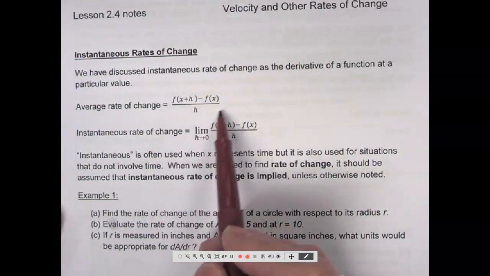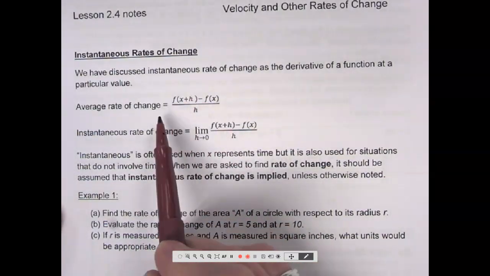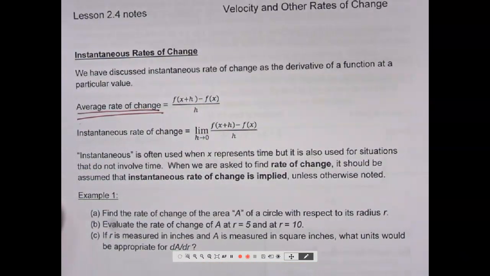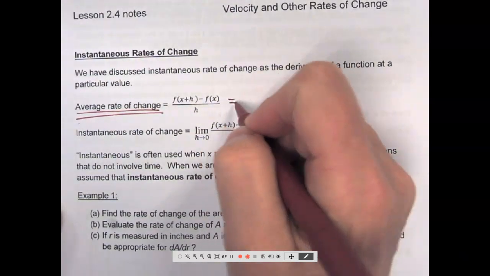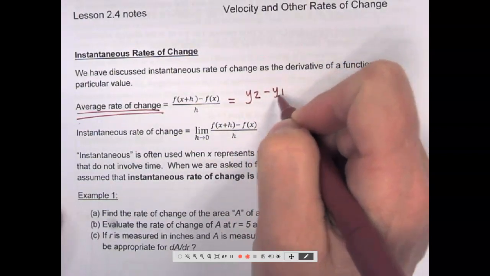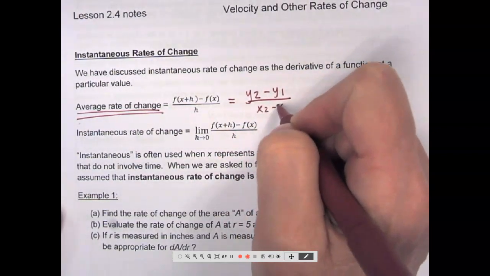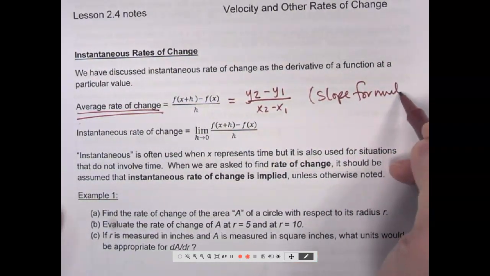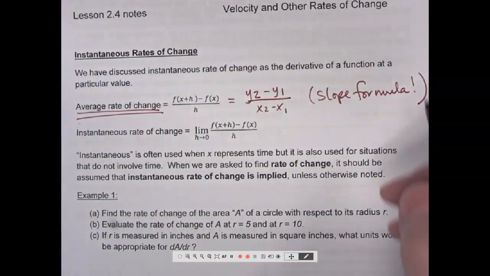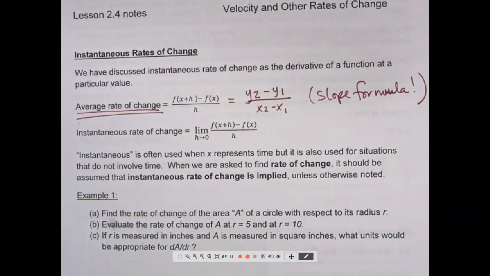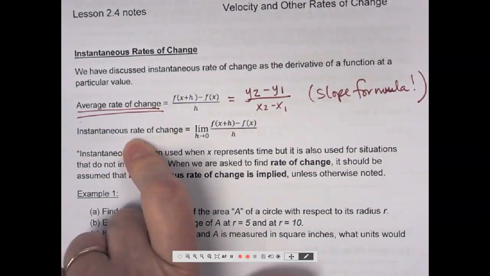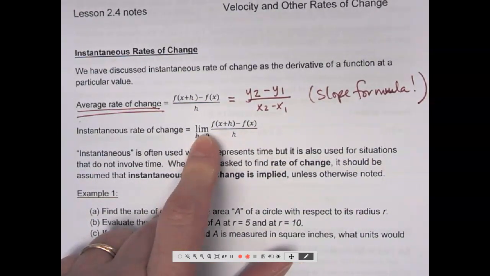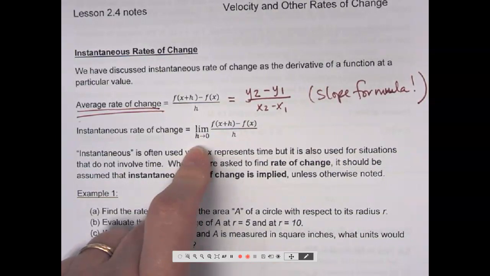Average rate of change is this. What is that? Average, what do we use? Slope formula. This is the same as y2 minus y1 over x2 minus x1. So that's just a fancy slope formula. Instantaneous rate of change is when we take that same thing and take the limit as h approaches 0. So that was that long method that we used to find the instantaneous rate of change.